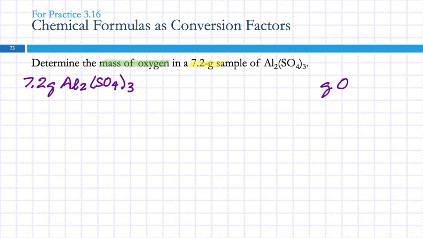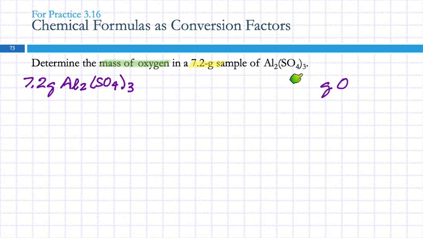If we knew the percent oxygen in the compound, we could use that and do this in one step. With the formula, you could calculate the mass percent of oxygen and then do it in one step. It's not actually any shorter than doing it the way I'm going to show you. So the conversion factors we get from the formula involve moles of things, right?